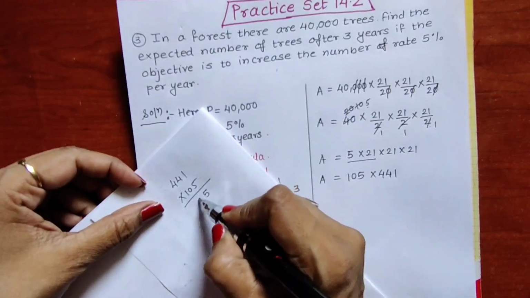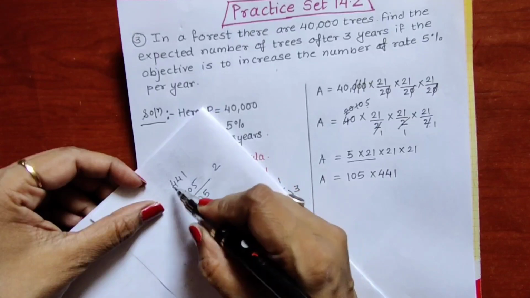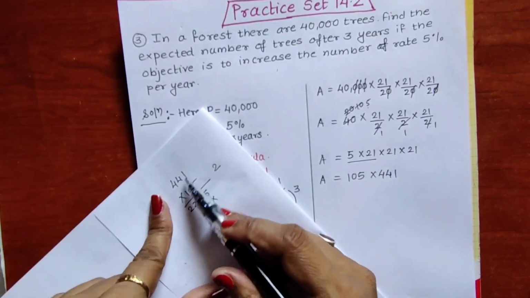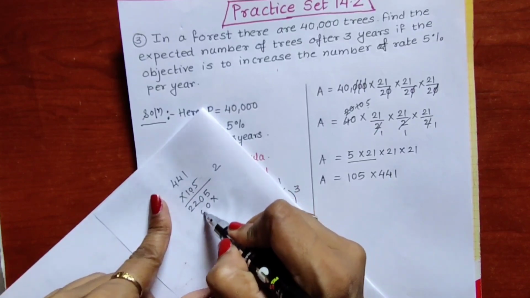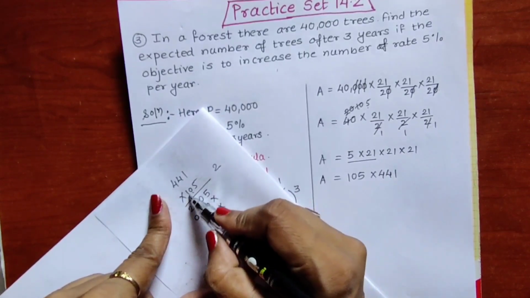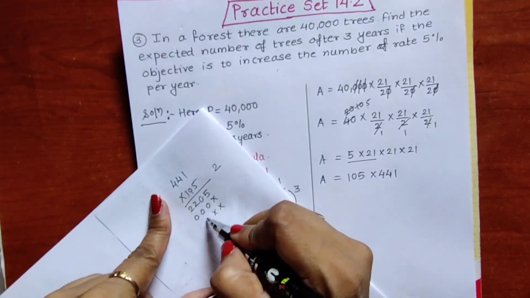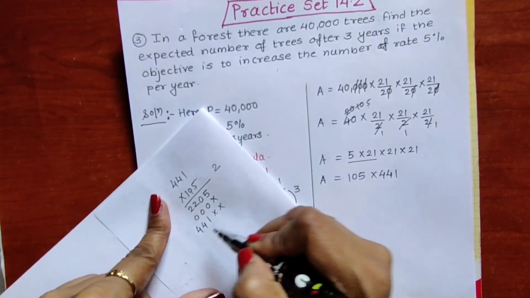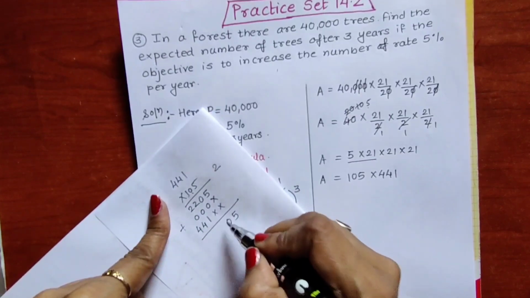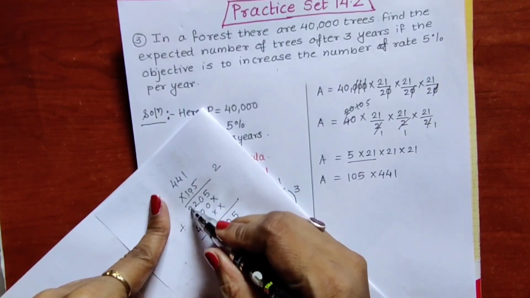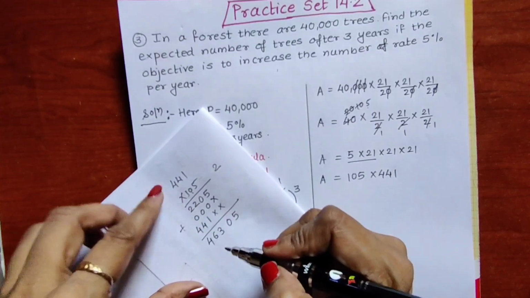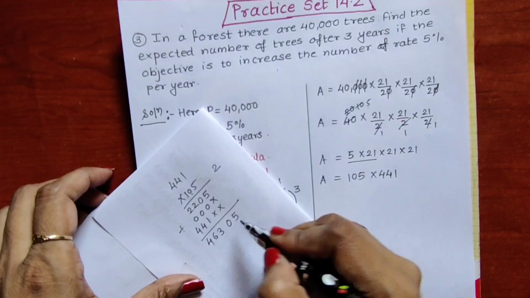5 ones are 5, 5 fours are 20, 2 carrying. 5 fours are 20 plus 2, 22. I put a cross. Then I have to multiply by 0. That means I will be getting 000. Then I have to put a cross. 2 cross. Multiply by 1. That means the same number I will be getting here, 441. Now add. 5, 0, 2 plus 1 is 3, 2 plus 4 is 6, and 4. So we are getting the answer 46305.